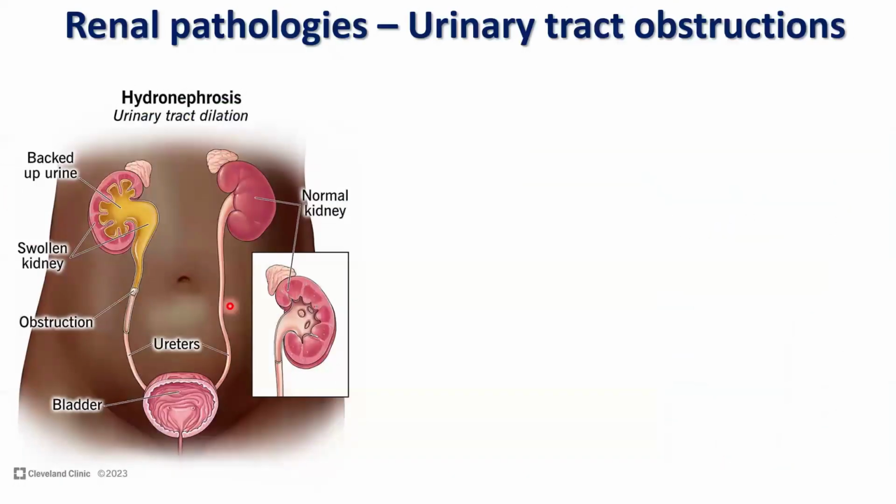And yes, now we go to the renal pathologies of the urinary tract, and we start with urinary tract obstruction. By a simple definition, urinary tract obstruction is an obstruction that is happening in the urinary tract. So you know the urinary tract is the ureter, which comes to the bladder and urethra. So any obstruction that happens in the urinary tract gives you urinary tract obstruction.